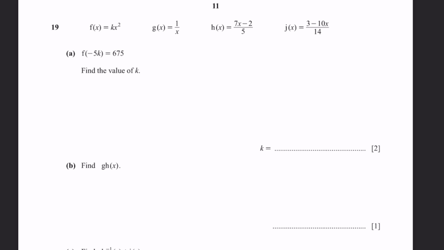Question 19. F of x equals kx squared. G of x equals 1 by x. H of x equals 7x minus 2 by 5. J of x equals 3 minus 10x by 14. A. F of minus 5k is equal to 675. Find the value of k.